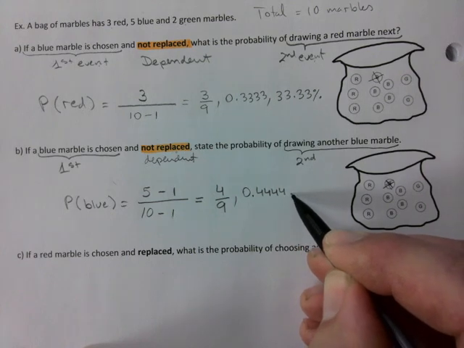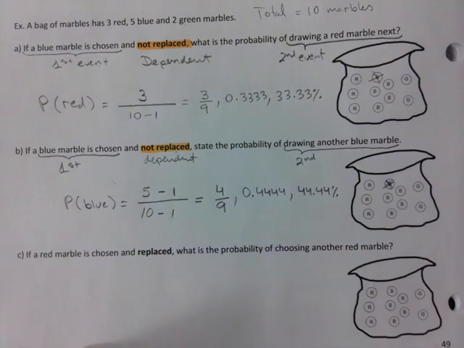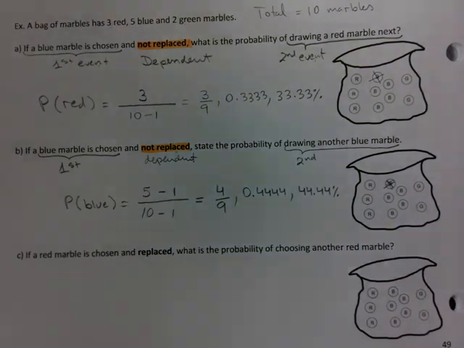0.4444, and that's 44.44%. I just don't want you to forget that, but that's how that works.